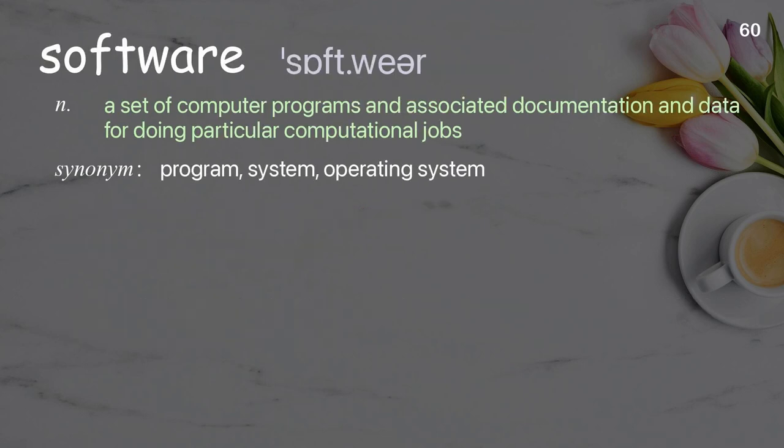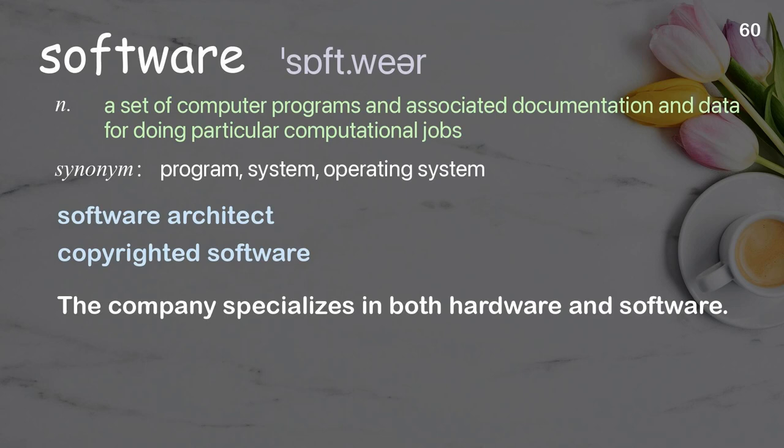Software. A set of computer programs and associated documentation and data for doing particular computational jobs. Examples: software architect. Copyrighted software. The company specializes in both hardware and software.